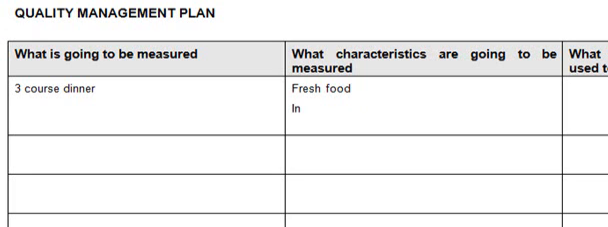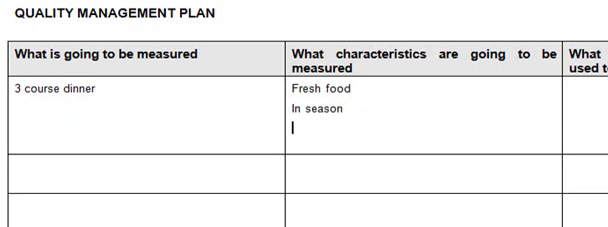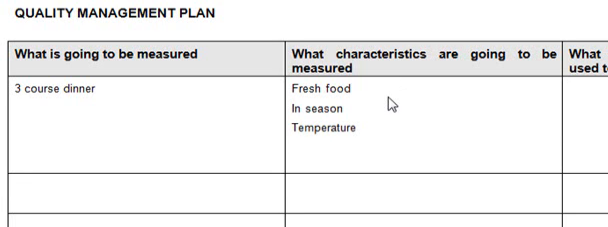Another one might be that the food's in season. You may decide that that's important. It's up to you, but you're the one deciding what this quality measurable means. Another one could be that the temperature is correct. Temperature, good spelling. Okay, so hot food should be hot, cold food should be cold. That's another thing you'll want to check.